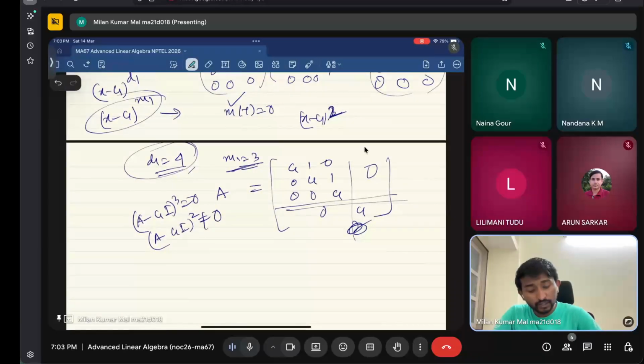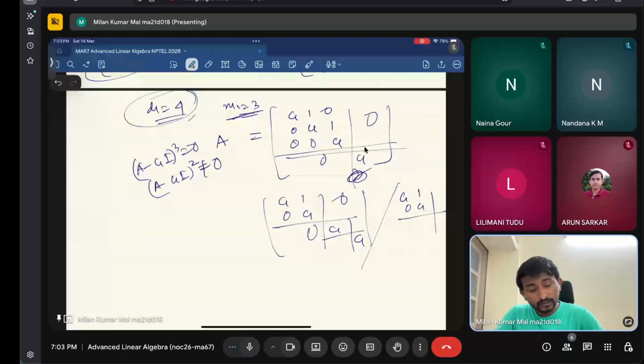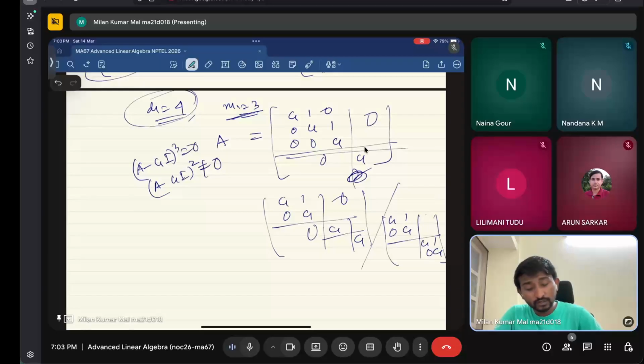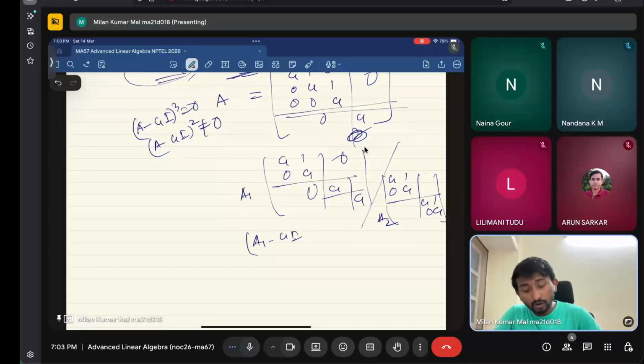But instead of this matrix, consider the matrix c1 1 0 0 c1, and another c1, where the others are all 0. These are diagonal entries. Another matrix is something like c1 1 0 c1, c1 1 0 c1. If you consider this as A1 and this as A2, then for each of these matrices A1 minus c1 times identity whole square is equal to 0.